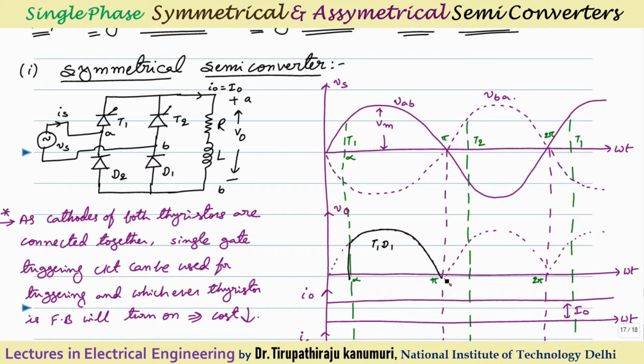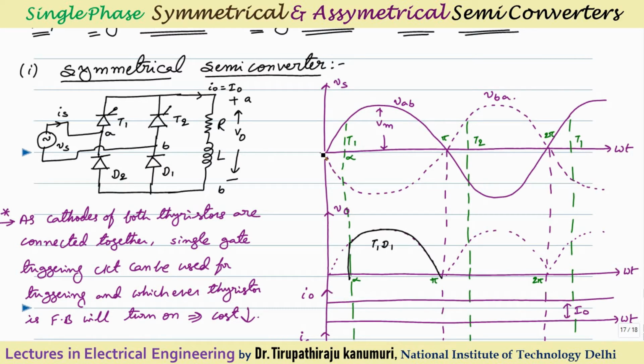At omega t equal to pi, after omega t equal to pi, what happens? Your supply voltage is becoming negative. When the supply voltage becomes negative, it means terminal A is negative with respect to terminal B, or otherwise we can say terminal B is positive with respect to A. As terminal B is positive with respect to A, diode D2 will be forward biased. Agree with me? I am repeating once again.